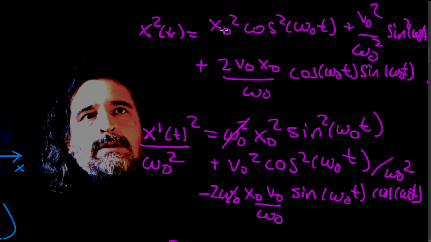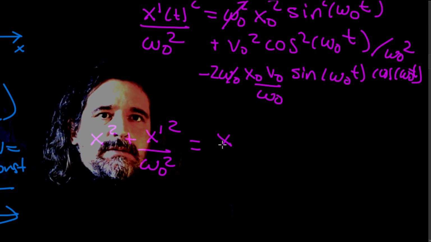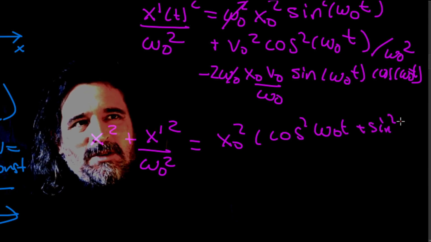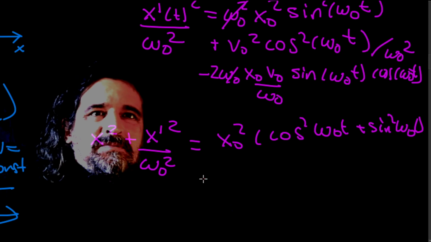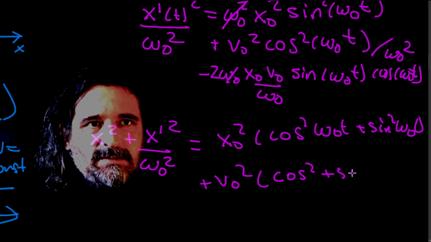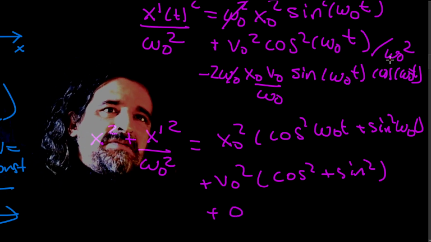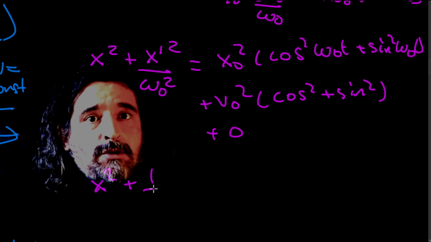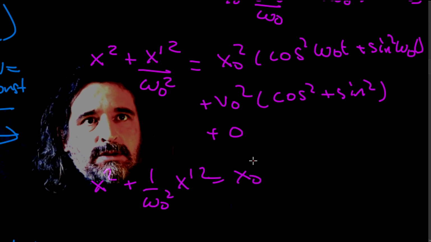So I get x squared, cos squared plus sine squared. So that is x naught squared, cos squared omega naught t plus sine squared omega naught t. Now plus v naught squared, cos squared plus sine squared, minus this plus 0. So guess what we got? x squared plus 1 over omega naught squared x prime squared is equal to x naught squared plus v naught squared.